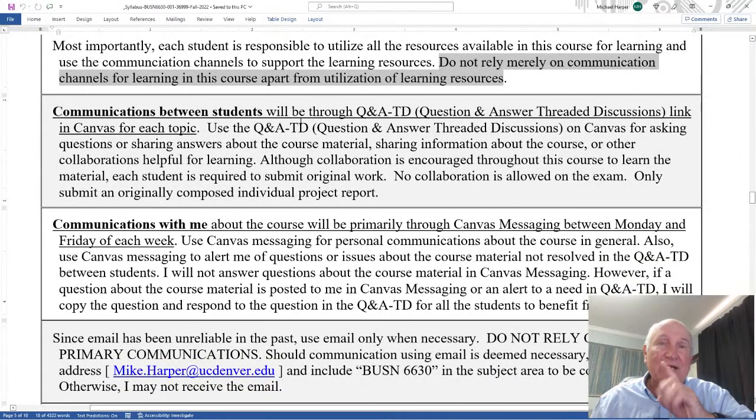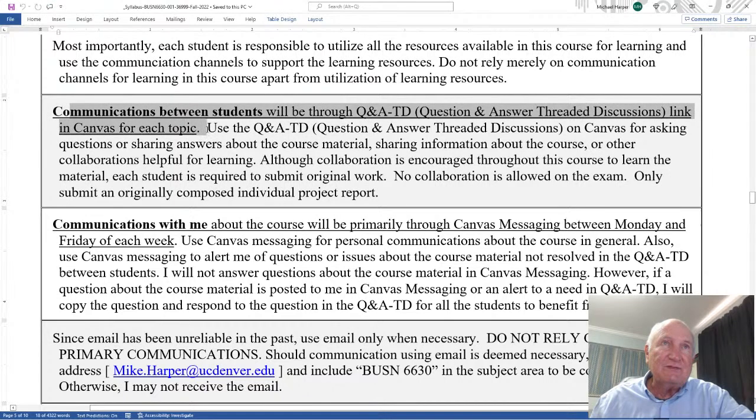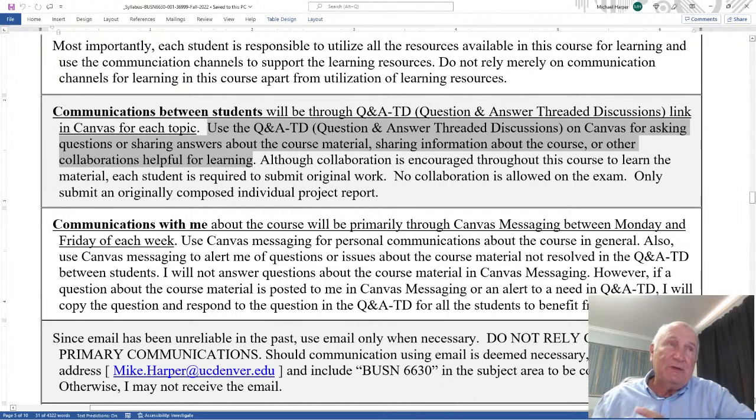Communication between students, again, is a significant resource. Communication between students will be through the Q&A TD, question and answer threaded discussion link in Canvas for each topic. Use the Q&A threaded discussion on Canvas for asking questions, sharing answers about the course material, the homework, quizzes, sharing information about the course, or any other collaborations helpful for learning. For example, some people use these Q&A to set up study groups, which is fine. And notice I say share questions, share answers. Here's what I got, what did you get? So use these resources, use each other.